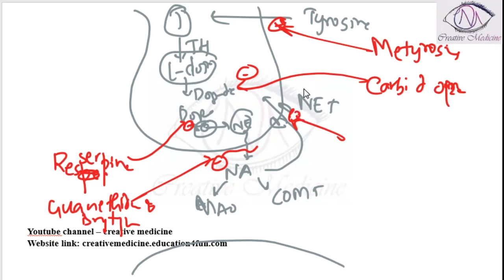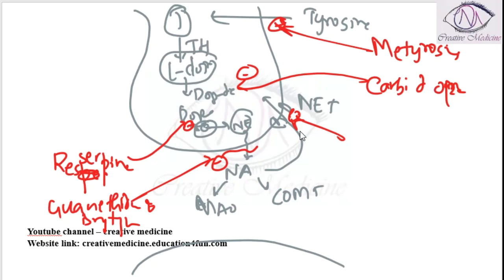So in catecholamine synthesis, tyrosine hydroxylase is the rate limiting enzyme in this pathway, and this tyrosine hydroxylase is used during surgical removal of pheochromocytoma. We use this tyrosine hydroxylase.